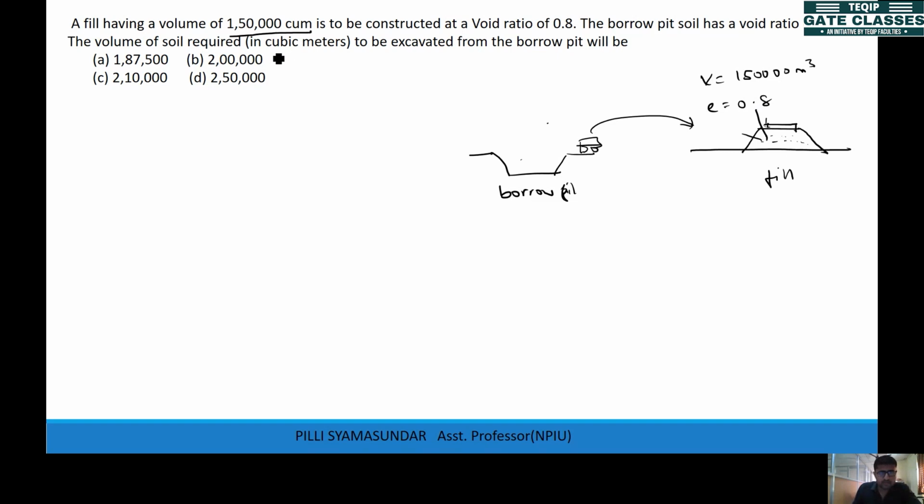So the volume of the soil required in cubic meters to be excavated from the borrow pit will be, okay, this is an interesting question. So the volume of soil required in cubic meters to be excavated from borrow pit. So how much volume you need to excavate here? That is what has been asked, right? So here the void ratio is given. Borrow pit soil has a void ratio of 1.4. Here the void ratio is 1.4.